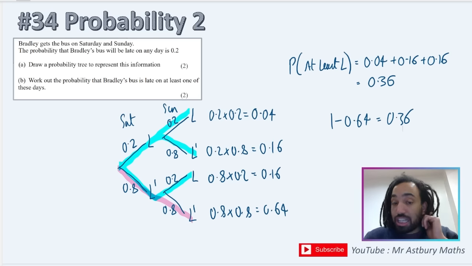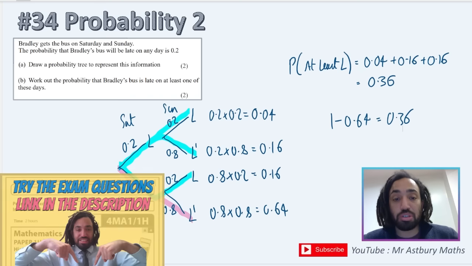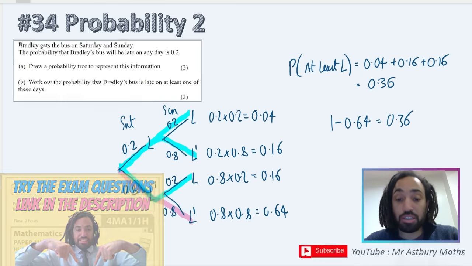Okay, exam questions above. There are some more tricky questions on this topic, so I would recommend doing the exam questions, because you could also have a conditional probability where the probability changes from each branch, and there's also some really tricky sort of algebra type questions towards the end as well. So give those a go, and then let's move on to the next.